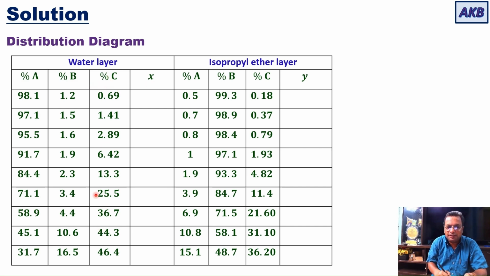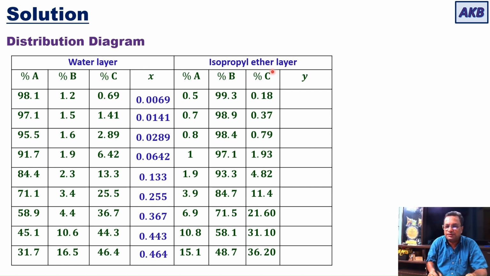What we have is the weight percentage of C. So in order to convert weight percentage of C into x, we will simply divide the percentage value by 100. In this way, you can get all x values. So this percentage is divided by 100, and you get all the weight fractions for C in the water rich layer.